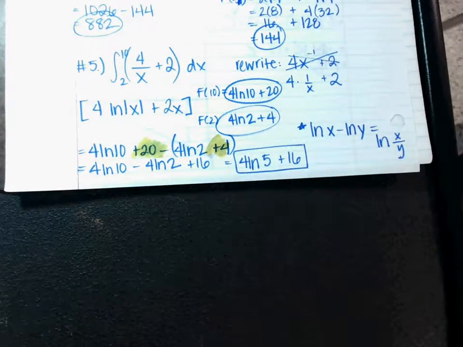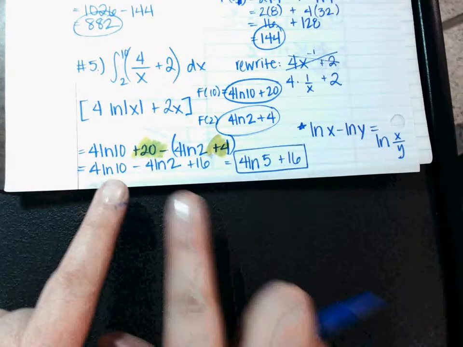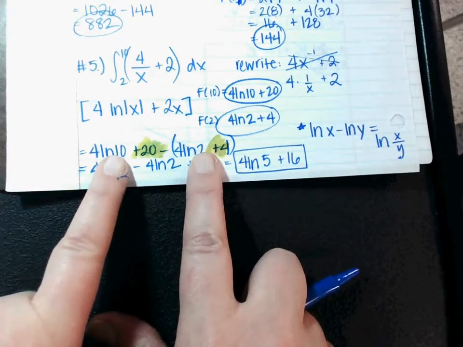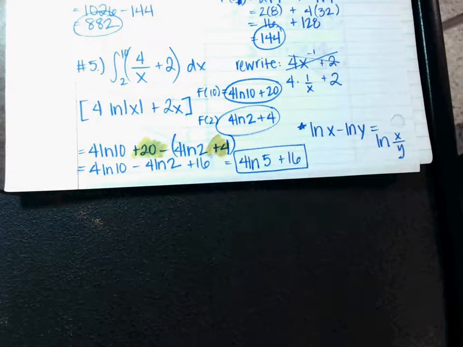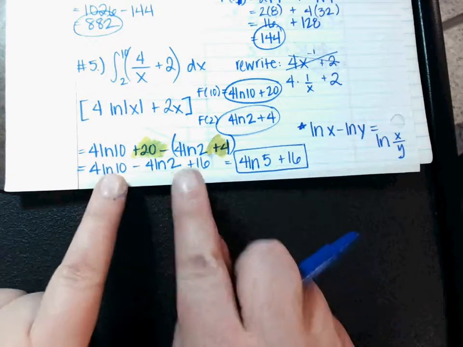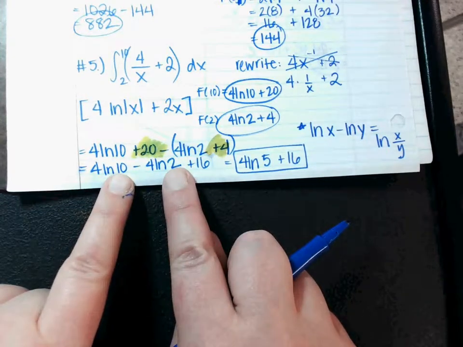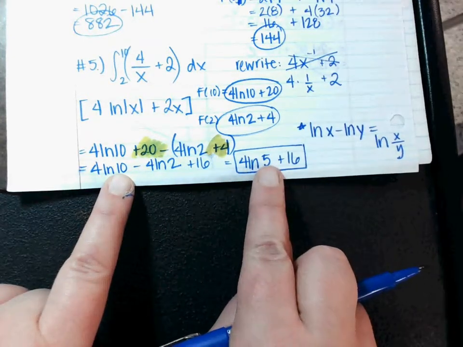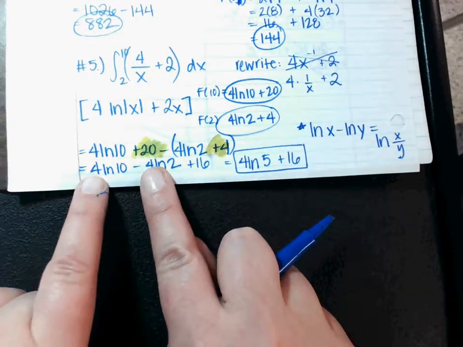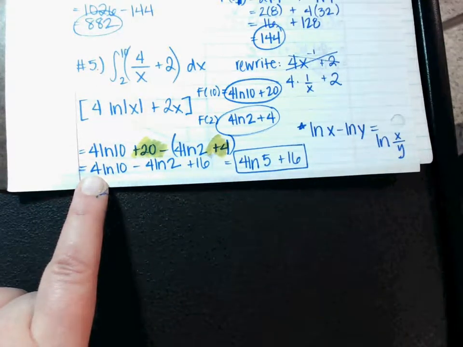Now, if this was free response, this would have been fine. This would have even been fine. But if it's multiple choice, you want to remember all those rules. Okay? So one more time, what happened there is I took the 10 and the 2 and I divided them to get the 5. And then since they both had a 4, I just left that in the front.